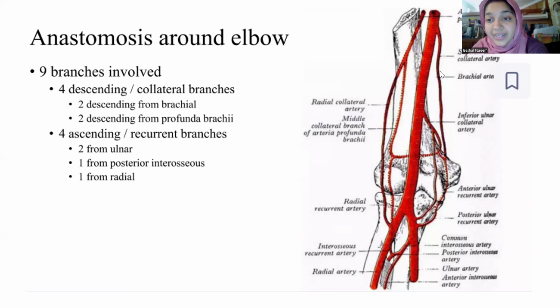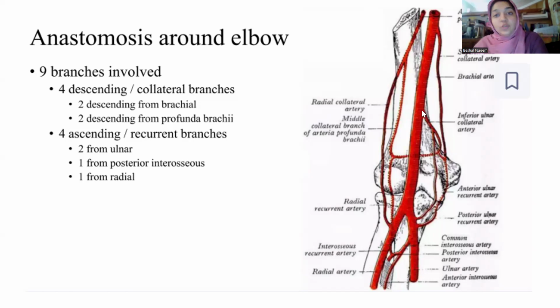Now, the superior ulnar collateral artery goes behind the medial epicondyle and anastomoses with an artery that comes off from the ulnar artery, which is called the posterior ulnar recurrent artery. Now, why is it called posterior? Because it's going posterior to the epicondyle, right? So posterior to the medial epicondyle, the superior ulnar collateral artery and the posterior ulnar recurrent artery are joining together posterior to the medial epicondyle, right?